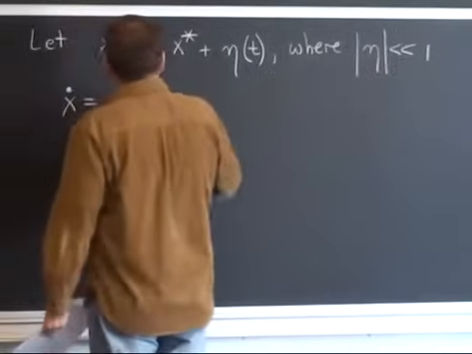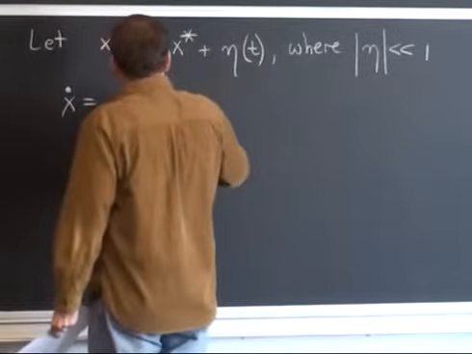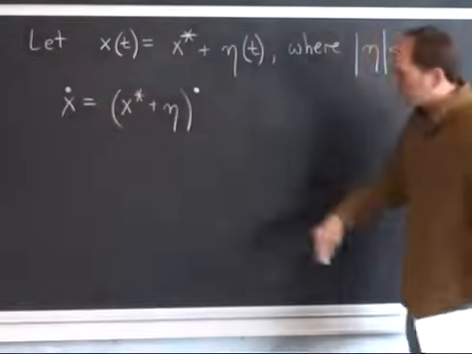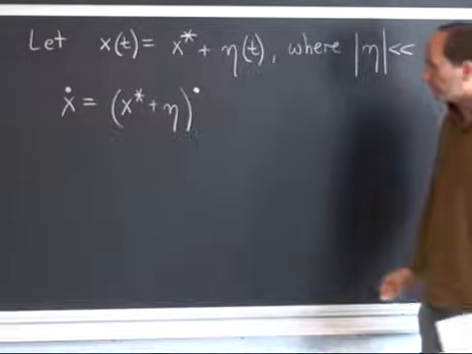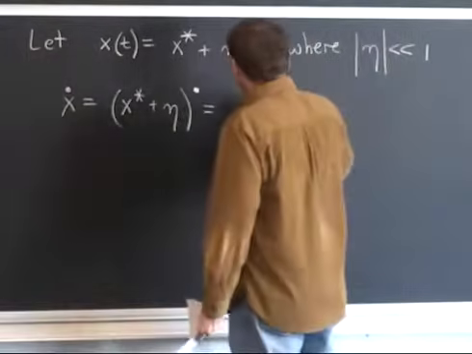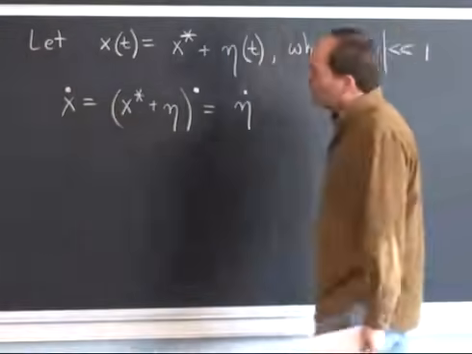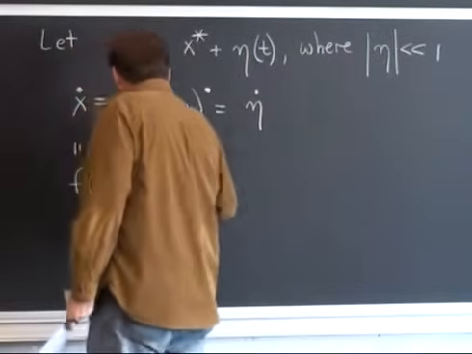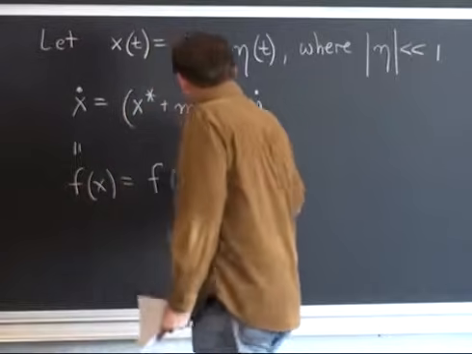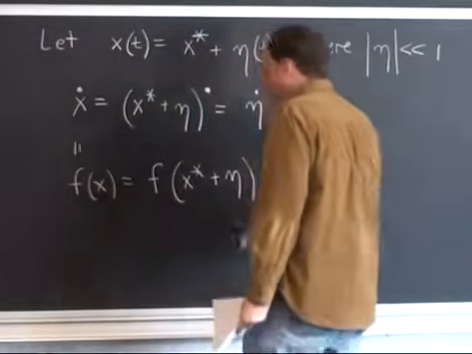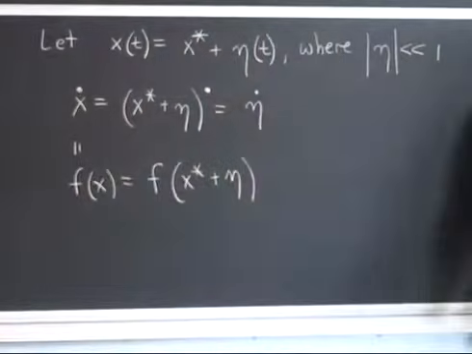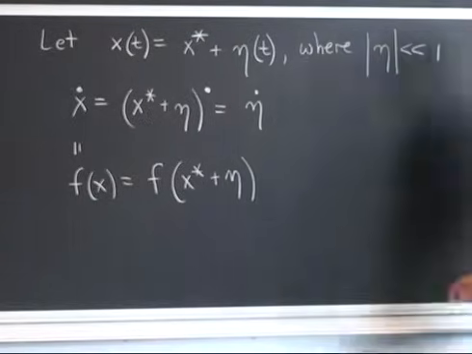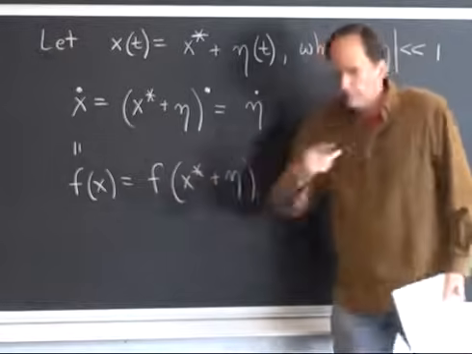X dot with this choice becomes x star plus eta all dot, and since x star is a constant, its derivative is 0, but eta is not constant, so we get eta dot. On the other hand, it's supposed to be f of x, and that means it's f of x star plus eta. Now, at this point, everything is exact, but still not so clear what's going on because this f is this complicated nonlinear function.